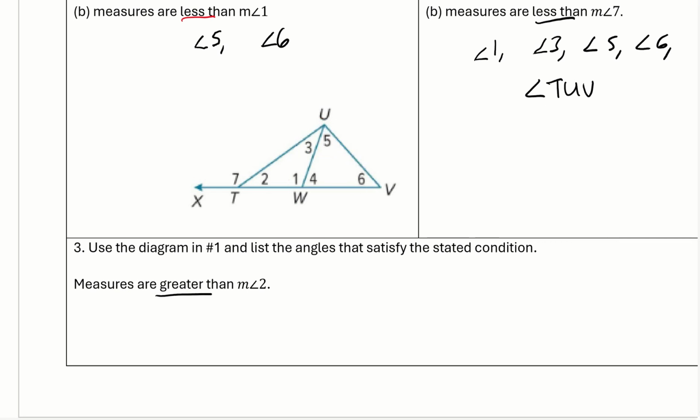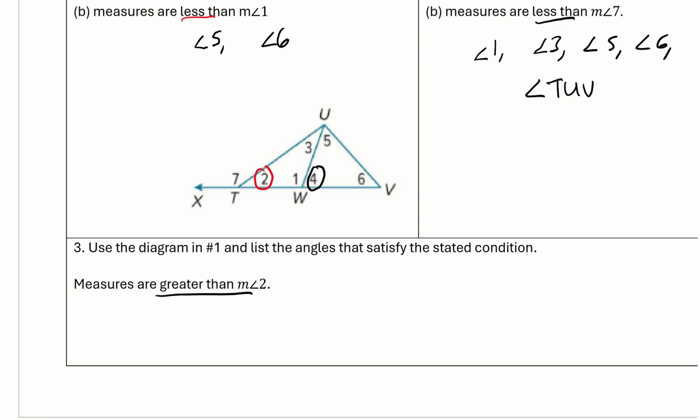Which angles are greater than angle 2? That means that you're looking for exterior angles, ones that are bigger than angle 2. So angle 2 is a remote interior angle to what? It's a remote interior angle to the exterior angle 4. Angle 7 is not an exterior angle to 2 because it's next to it.